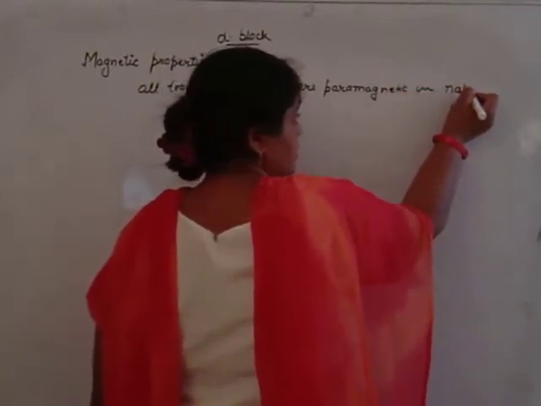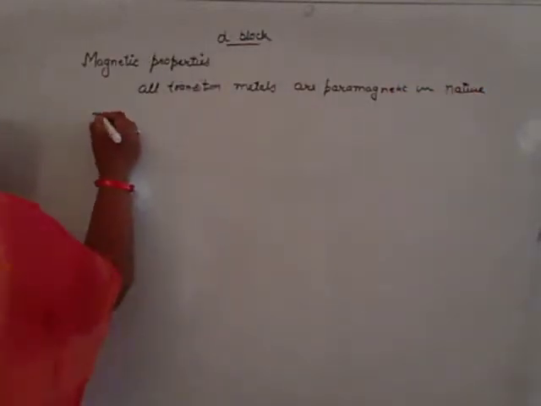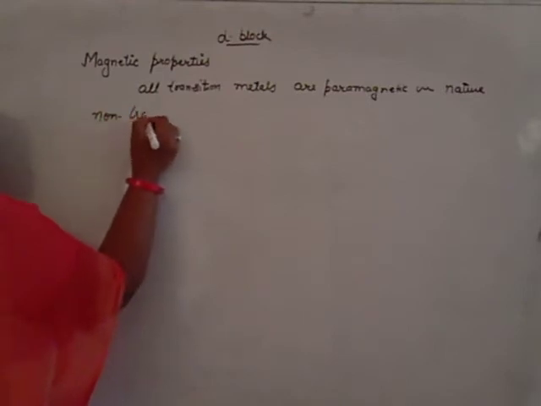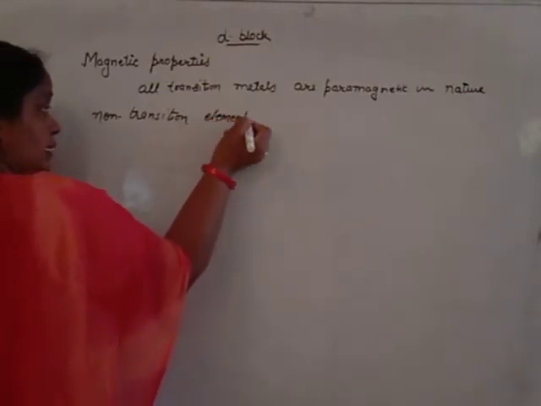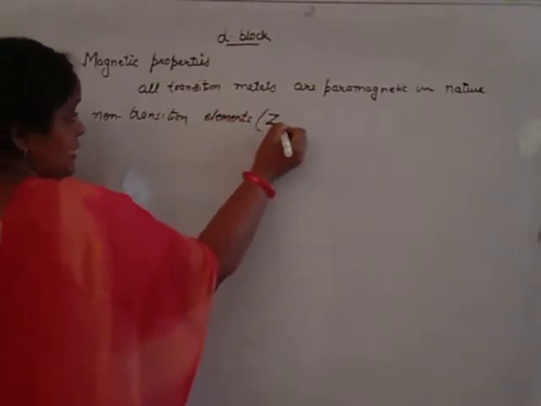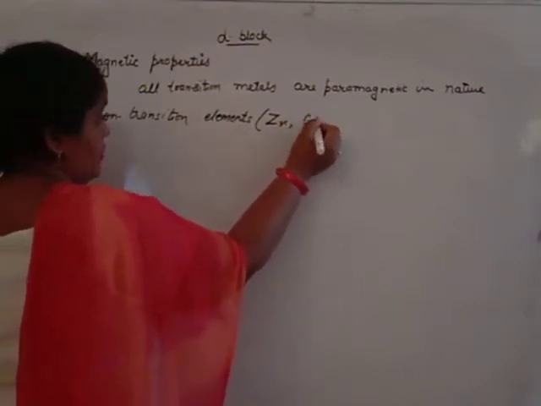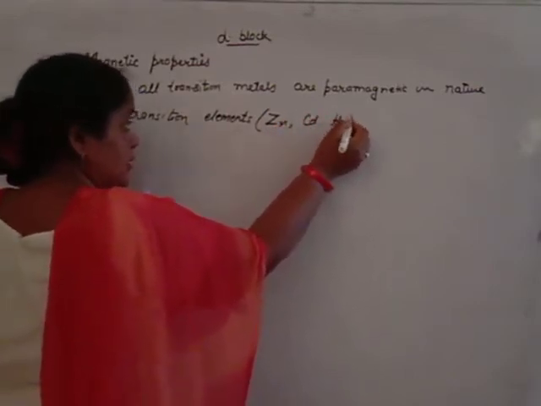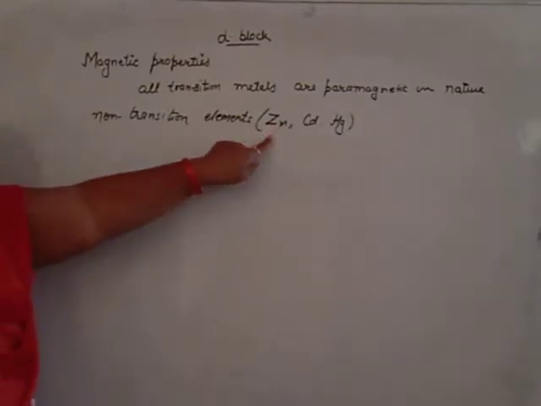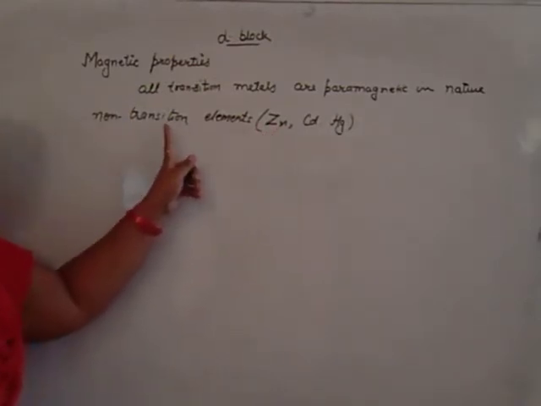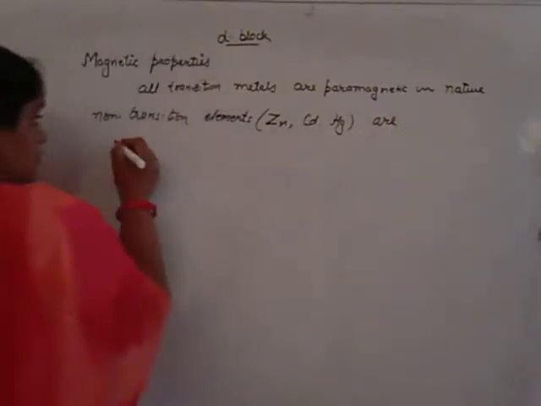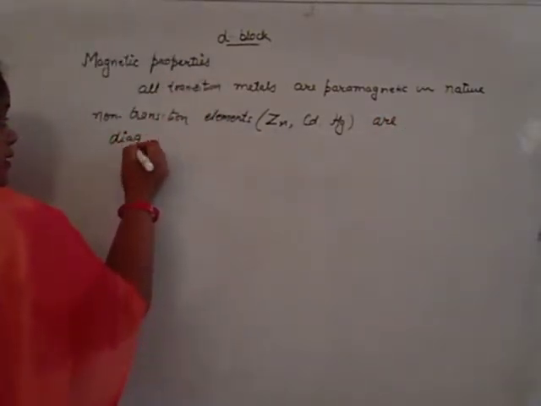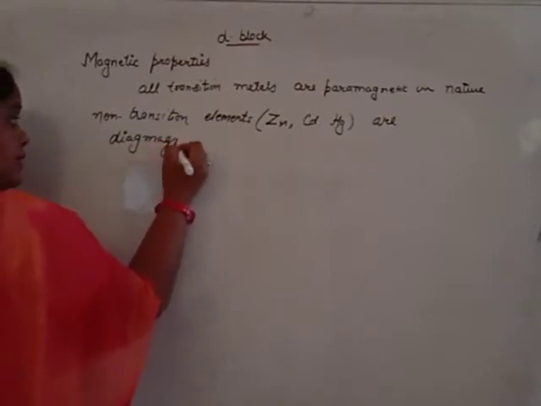But non-transition elements are zinc, cadmium as well as mercury. Zinc, cadmium and mercury are considered as non-transition metals or non-transition elements. They are diamagnetic in nature.